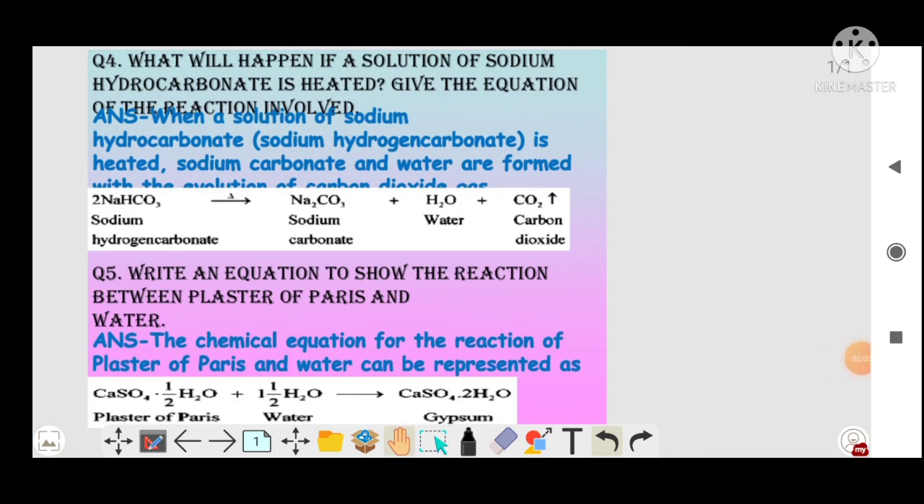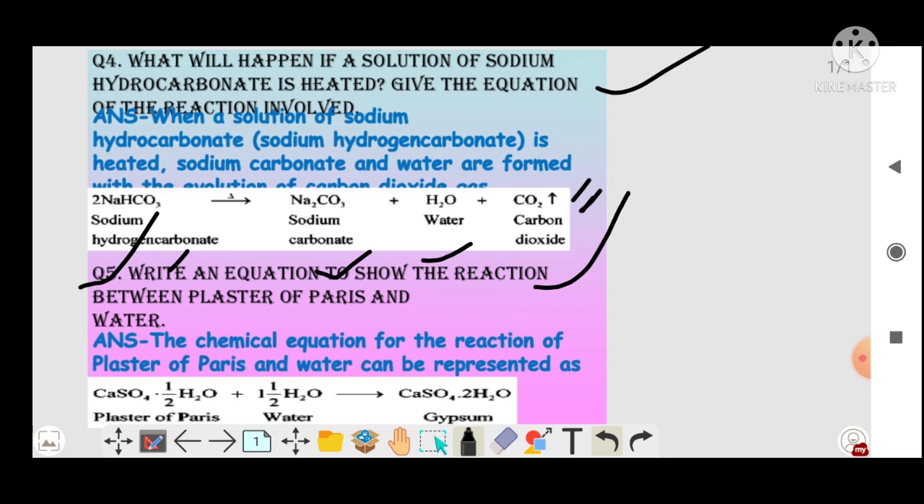Okay, what will happen if a solution of sodium hydrogencarbonate is heated? Give the equations of the reactions involved. This is the first question. When a solution of sodium hydrogencarbonate is heated, sodium carbonate and water are formed with the evolution of carbon dioxide gas. Okay, next question.